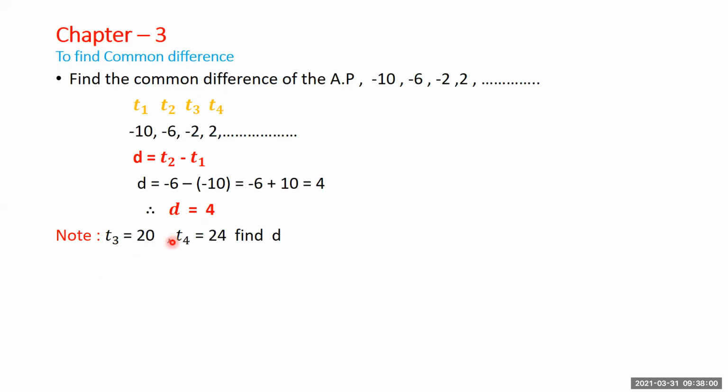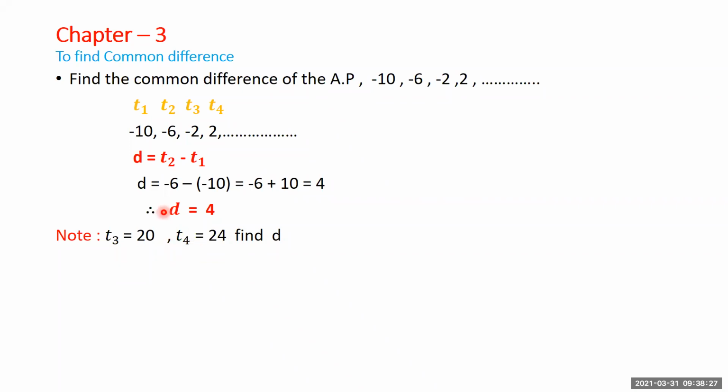Okay. So here, one more thing I want to tell you, children. D formula is T2 minus T1. Okay. But sometimes they will ask in 1 mark question. T3 value they will give, T4 value they will give, and they will ask us to find the D value. D means what? Common difference. Okay. So how will you find? T4 minus T3. Okay, so that means the difference of 2 successive terms.